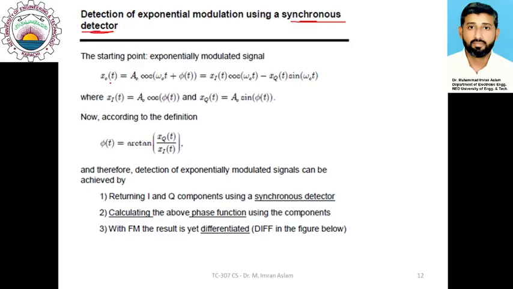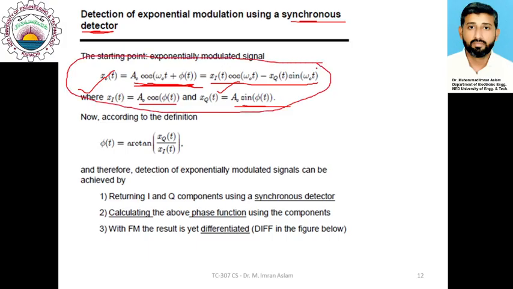We know that the modulated waveform is represented by this expression here, A_C cos(omega_c t + phi(t)). If you expand it, you can expand it into two terms. One is the I component and one is the Q component, as we have previously discussed. The I component is A_C cos phi(t), whereas the Q component is A_C sin phi(t). So actually this modulated waveform has two components, I and Q. The synchronous detectors actually detect these I and Q components.